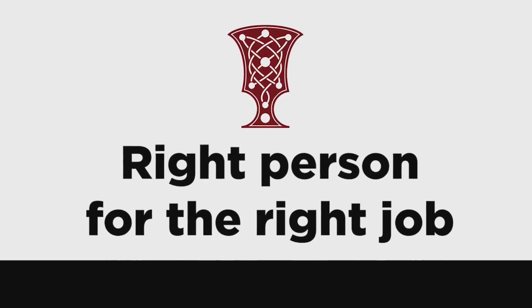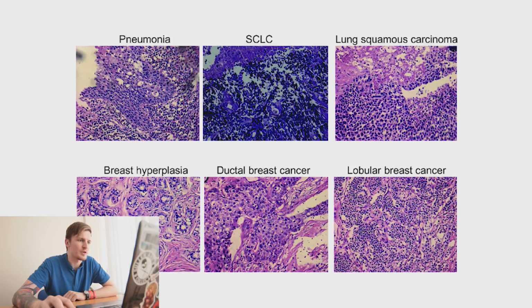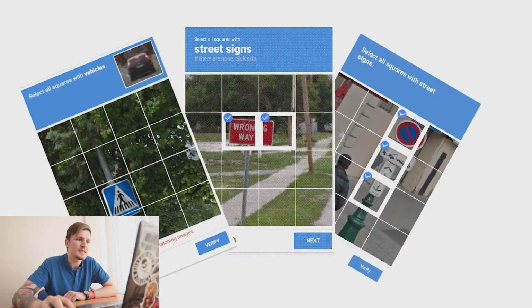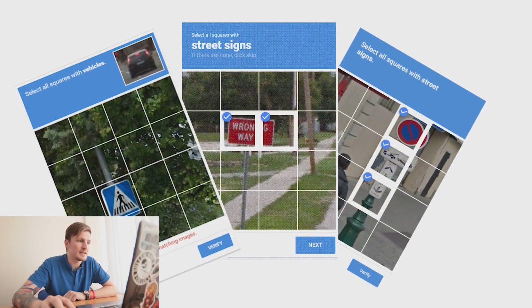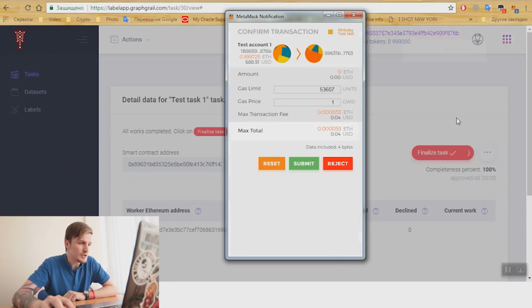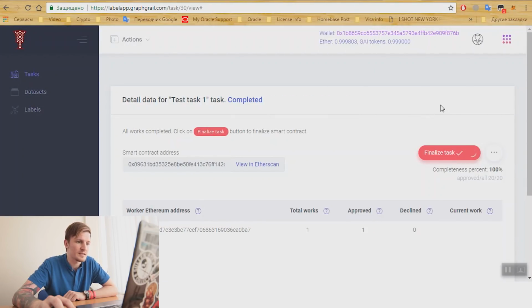Right person for the right job. Labeling may rely on the judgments of highly skilled experts, such as oncologists working on indication of cancerous tissue, but at the same time, select all images with the street sign tasks do not require a high-level professional involvement. Usage of GraphGrail Labeling Bot allows you to hire the right person for the right tasks, based on their reputation, amount of work done, and cost per hour.